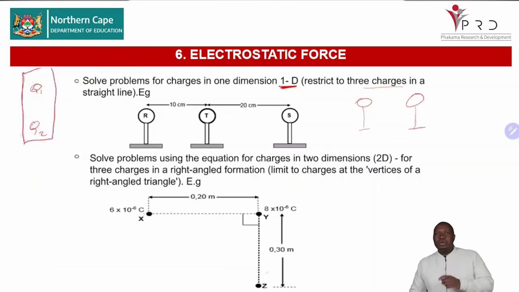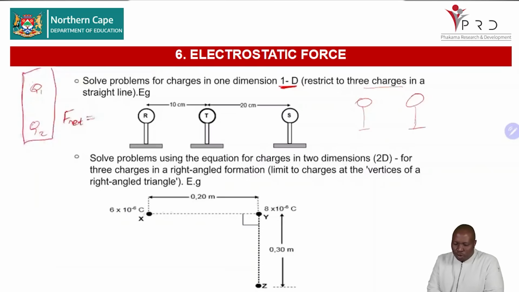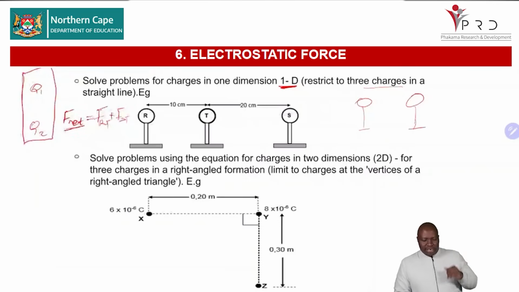Remember, when you're dealing with F net, you will have all the forces there that you are having, and then you will be able to add the force of R on T, the force because of S on T as well. You're able to add them to get your F net. So we will just do the vector sum there of those. The force of R on T plus the force of S on T. So you're able to have all that, and then you are able to get your F net. And that's when they are one dimensional.